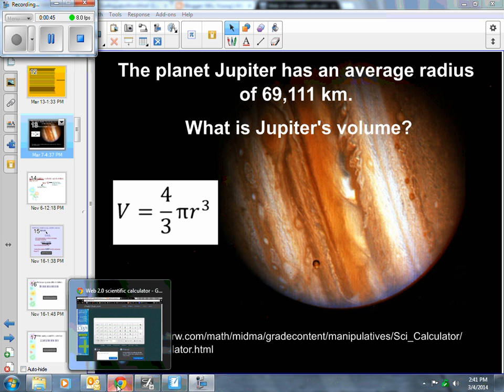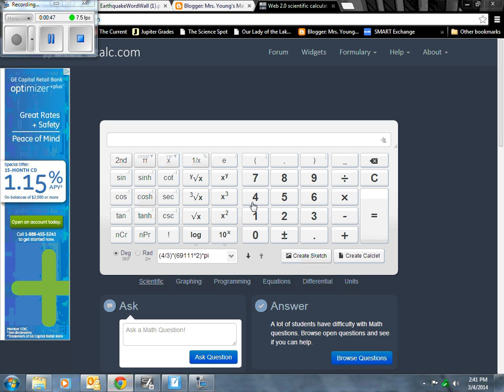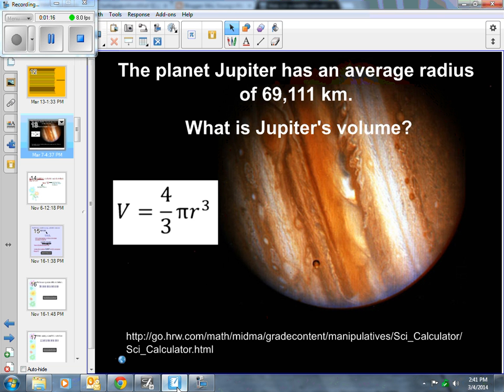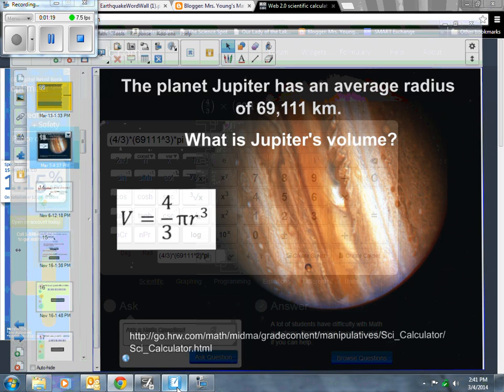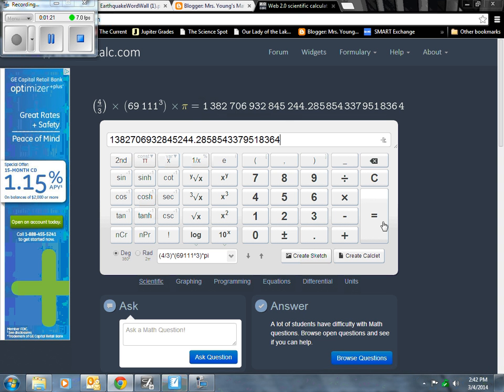I'm going to use a scientific calculator I already brought up here on the internet. So I'm just going to type out the entire equation here. So I have my 4 divided by 3 times my 69,111, and I'm going to put that to the third power, close my parentheses, and then multiply it by pi, which, as we saw, is exactly what the problem asked me to do, and hit equal sign.